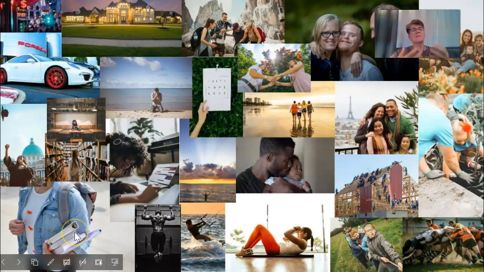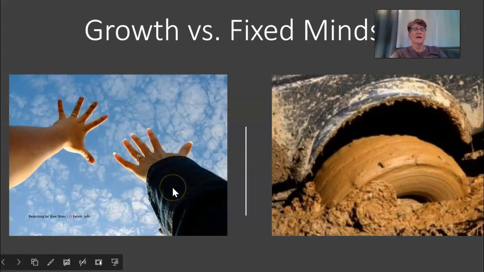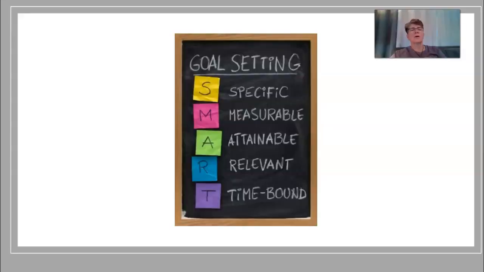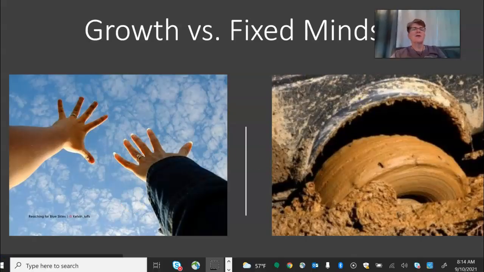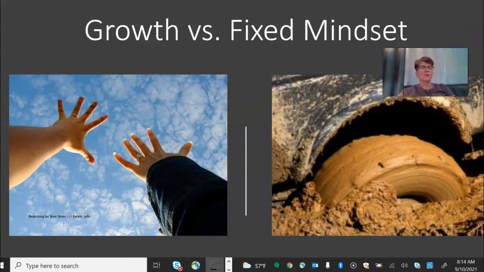So as you're thinking about who you are and what you value, you may want to think about these images, what they mean to you, and what images you would put on a board like this. The textbook talks about growth versus fixed mindset. This is a really important concept when you're thinking about your goals, right? I moved the slide, sorry about that.